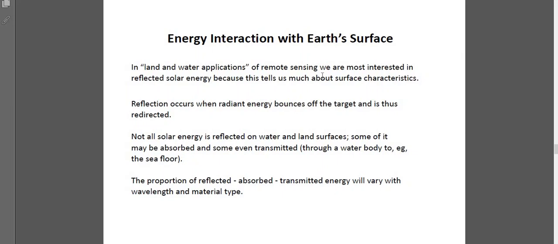Our today's theory lecture is energy interaction with Earth surface.